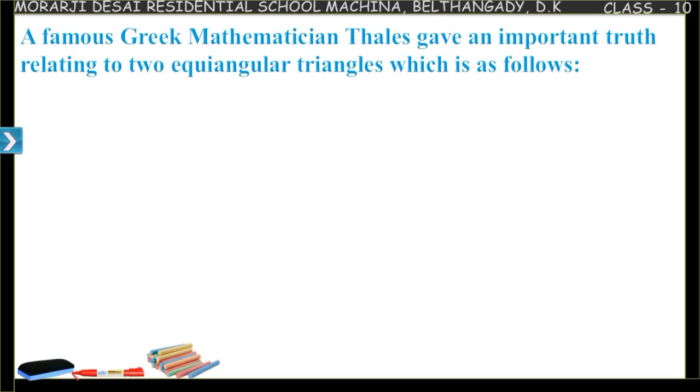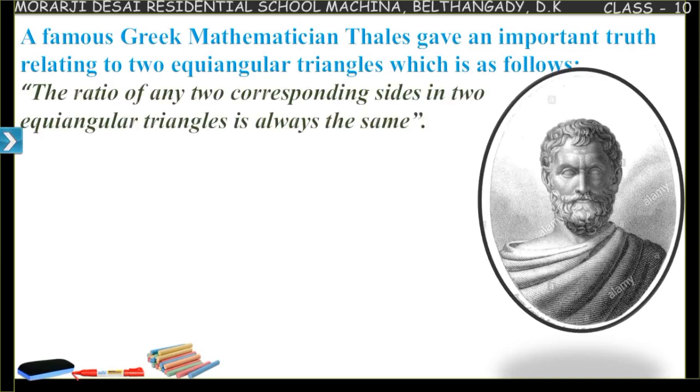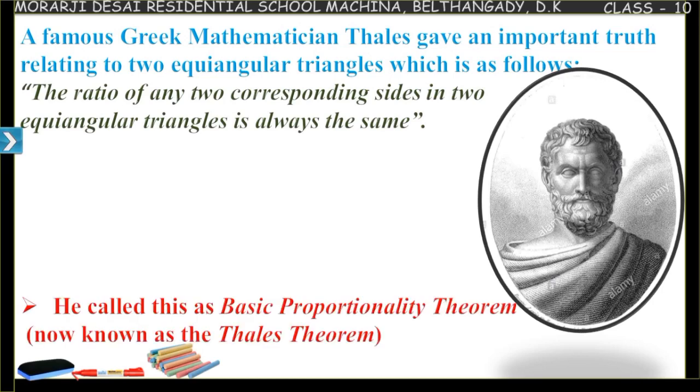If two triangles are equiangular, then the ratio of any two corresponding sides in the two equiangular triangles is always the same. He called this the basic proportionality theorem, now known as Thales theorem. Now let us see it practically.